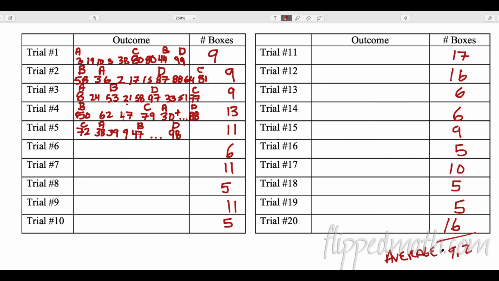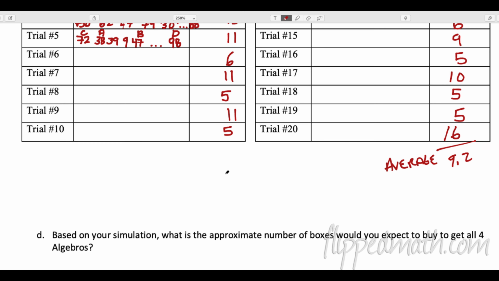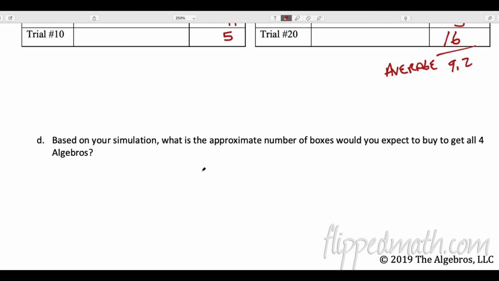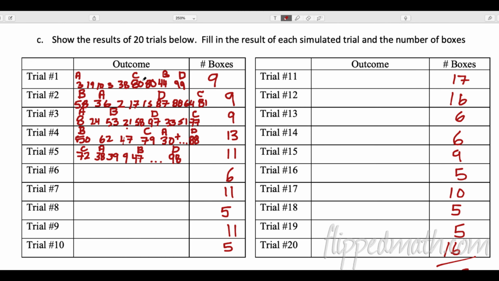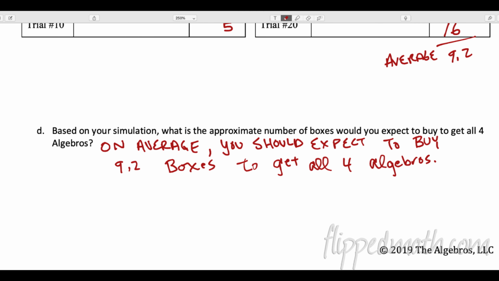So on average, we have to buy 9.2 boxes to get all 4 Algebros. That's based off of our experimental probability. And again, yours is going to be a little different. Your teacher's going to want to see a little bit of this so we understand that you know what you're looking for. This shows that I clearly know what I'm looking for in the different cereals. But let's write down our answer there. So one clear sentence. On average, you should expect to buy 9.2 boxes to get all 4 Algebros.